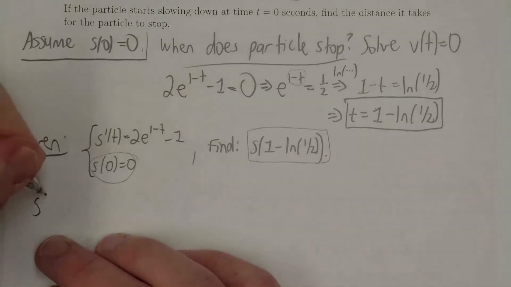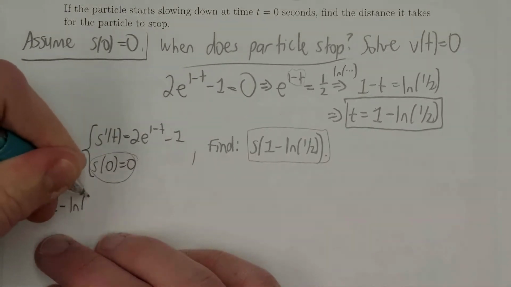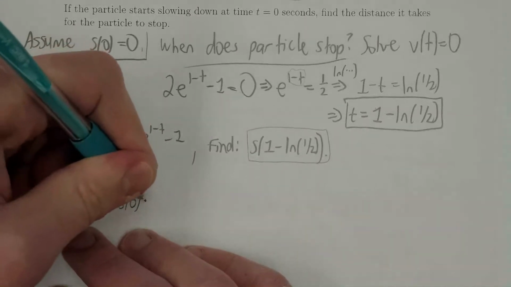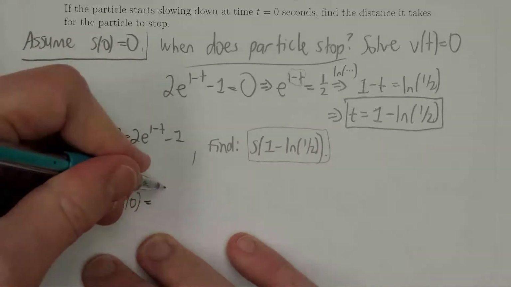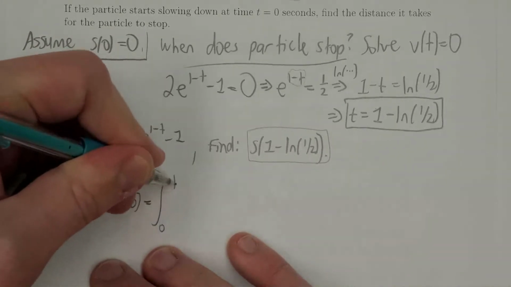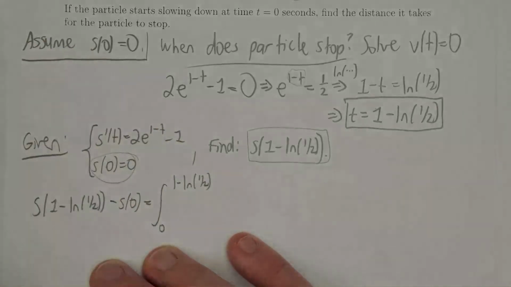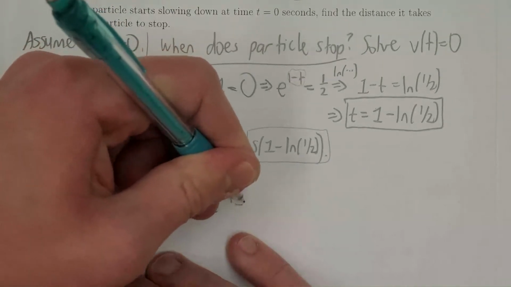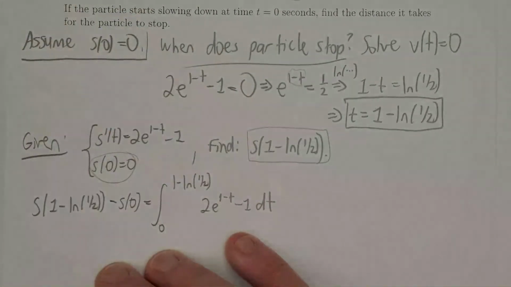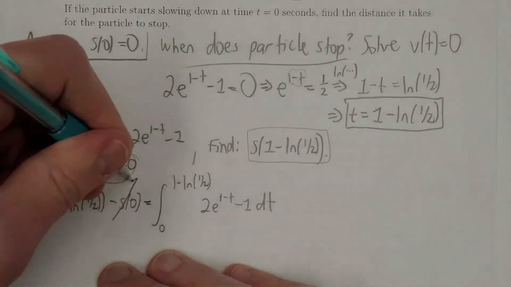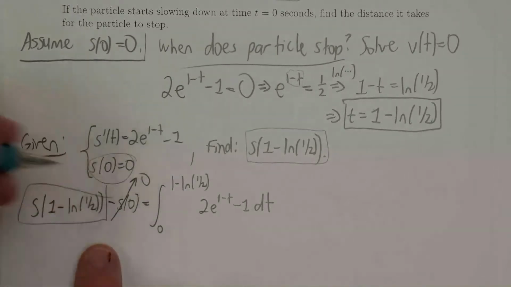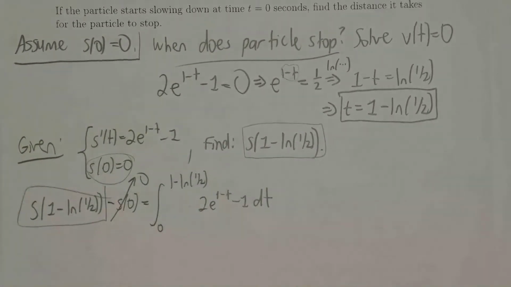So what I mean is that we have s of 1 minus natural log of 1/2, because that's the thing we're trying to find, minus s of 0. By the fundamental theorem, this is equal to the integral from 0 to 1 minus natural log of 1/2 of s prime of t, which is 2e to the 1 minus t minus 1, dt. And noting that s of 0 is just 0 by assumption, all we've got to do is figure out this integral, and then we're done. So let's go ahead and do that.